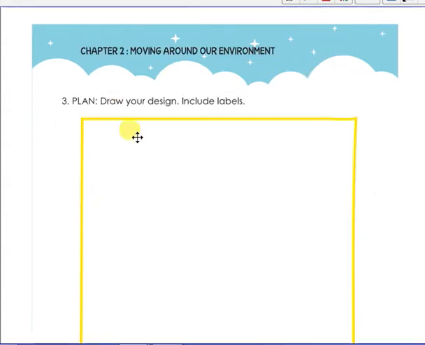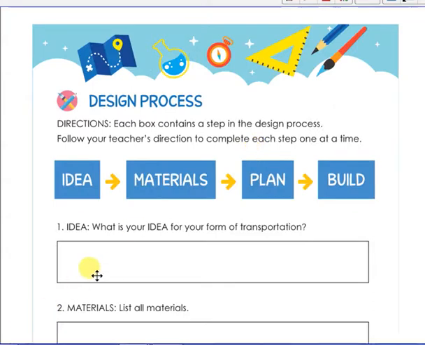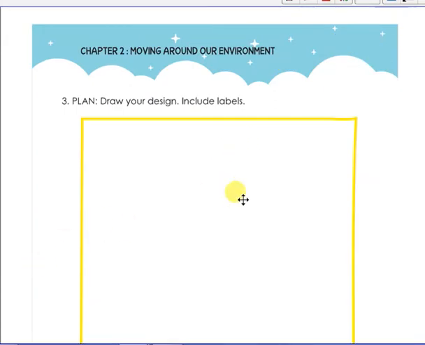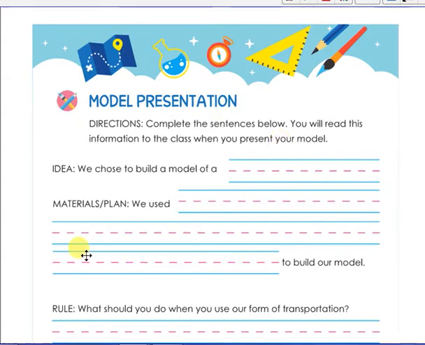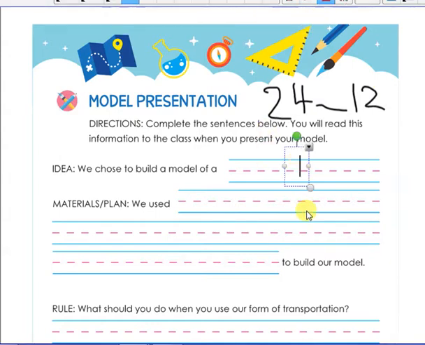We wrote yesterday the idea and the materials that we use, and we drew the plan. Now we complete this sentence about our model. Okay, so write the date, 24-12. We chose to build a model of what? Yes, a model of bus.